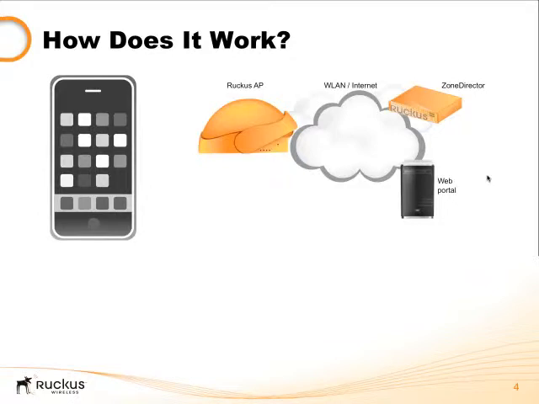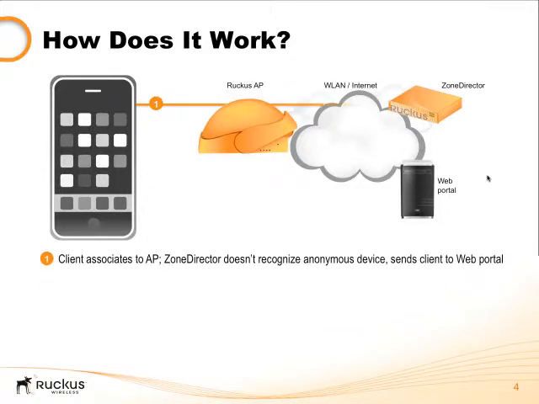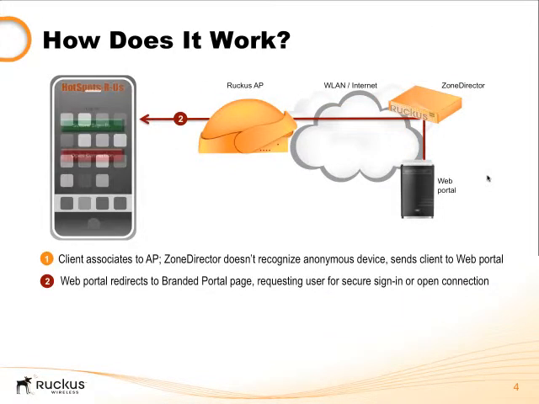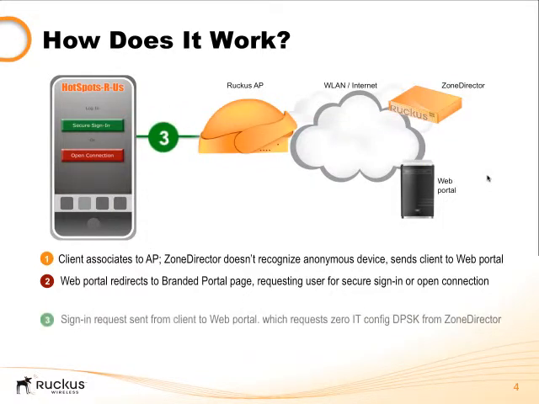So here's a general walkthrough of how it works. Say you've got a smartphone, you connect to a Ruckus AP. That's going to talk to the Zone Director, which is going to talk to a web portal hosted by this third-party company. The web portal is then going to redirect back to a branded portal page that might say, hey, do you want to securely sign in or just have an open connection? So this is a way that if you just want to have instant internet connectivity, you could bypass the whole secure option and just go directly to an open network.